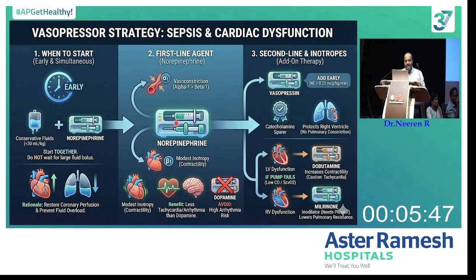Norepinephrine should always be the first line for various reasons. The second line drug, that is where the key is, vasopressin is what is recommended, but you can individualize. For severe LV dysfunction, you can use dobutamine. For RV dysfunction, whenever you have it, milrinone is a very good drug that can improve your pulmonary resistance.